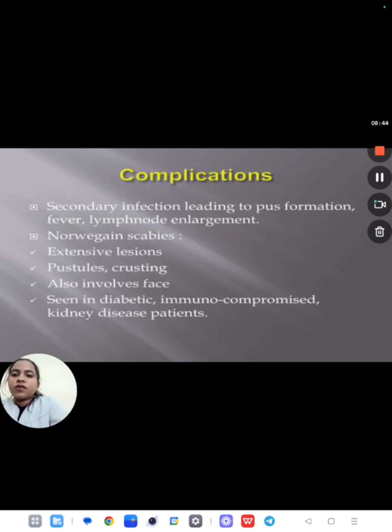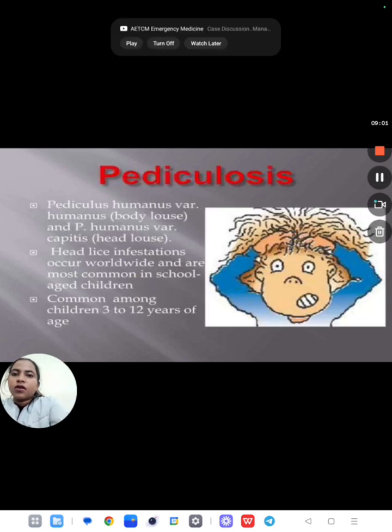Complications: secondary infection, which also leads to pus formation, plus fever and lymphadenopathy. If it is due to Norwegian scabies, there are extensive lesions, pustule crusting, and it also involves the face, seen in diabetic and immunocompromised patients with kidney disease.